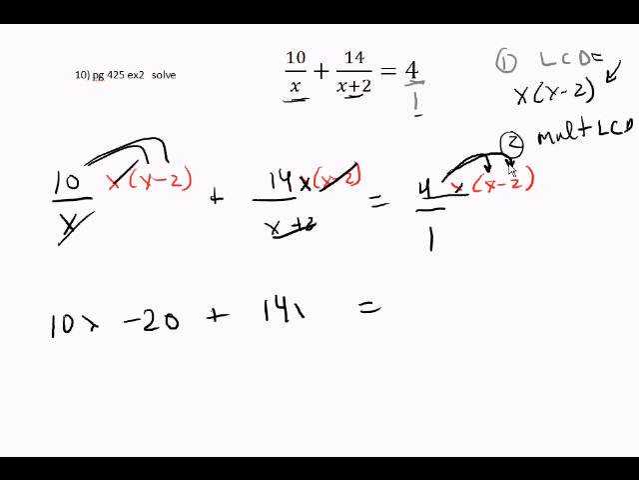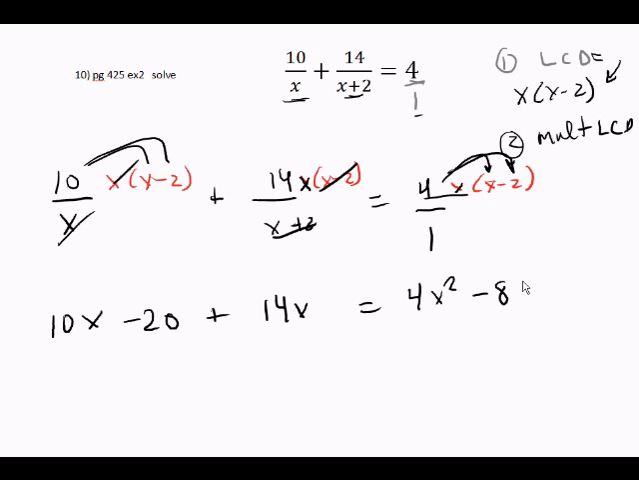Now here, I have 4x times x minus 2. Nothing cancels. So I'm going to distribute 4x to each of these. 4x times x. What's that equal? Yeah, 4x times x is 4x squared first. Right? x times x is x squared. And then 4x times a negative 2 is a negative 8x.